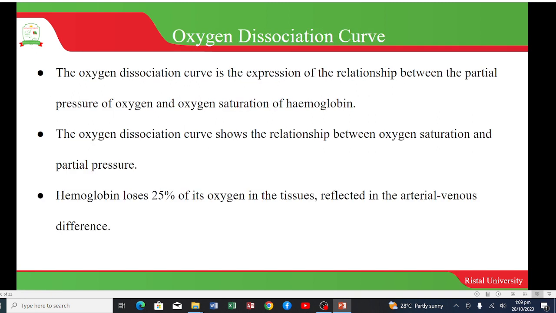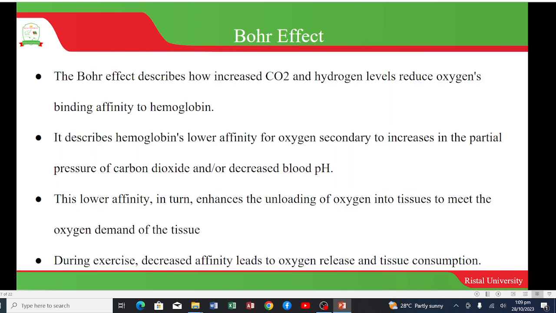Oxygen dissociation curve. This is the expression of the relationship between the partial pressure of oxygen and the oxygen saturation of hemoglobin. And it shows the relationship between oxygen saturation and partial pressure. Hemoglobin loses about 25% of its oxygen in the tissues, and this is reflected in the arterial-venous differences.